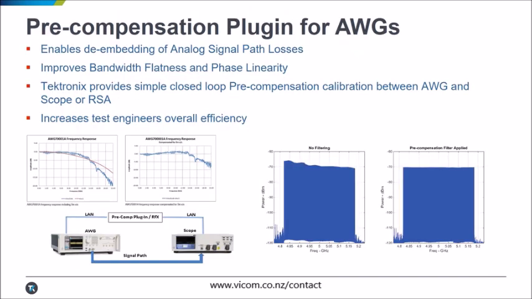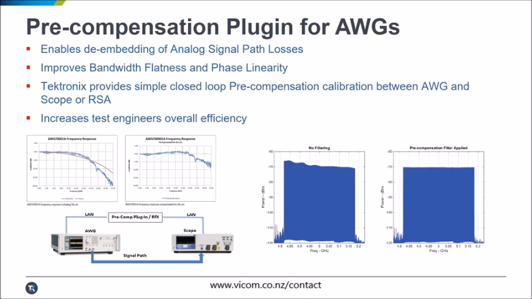All hardware will have losses associated with it, such as cables, connectors, and components in the system. Also, the DAC in the AWG will have a sin x over x bandwidth roll-off due to the sample and hold characteristics of the DAC, and these need to be compensated in order to achieve a flat frequency response. Tektronix provides a pre-compensation plugin that allows users to compensate for these losses using a closed-loop system that creates a correction file that can be applied to the output waveform.